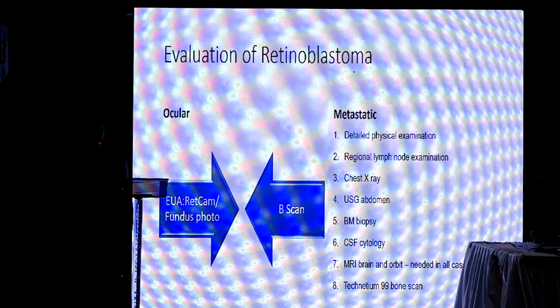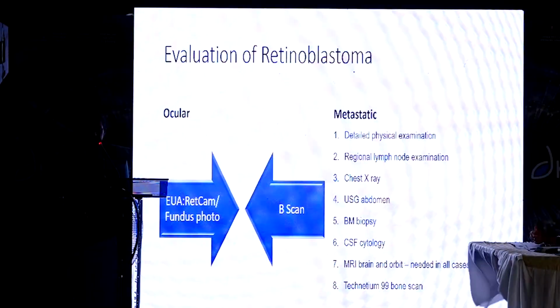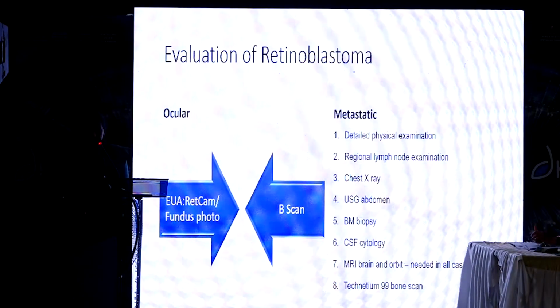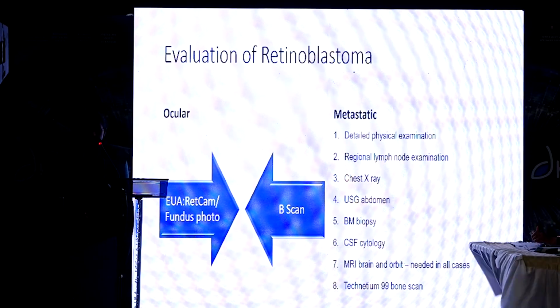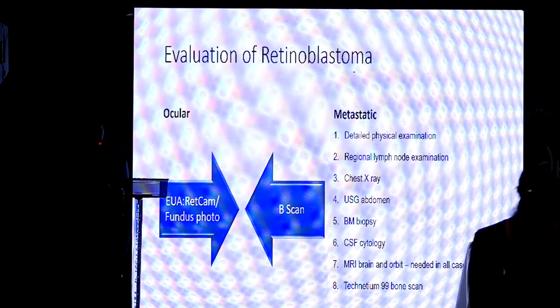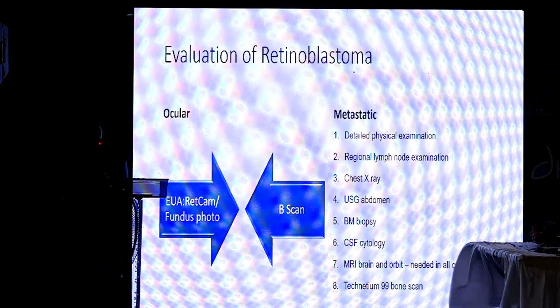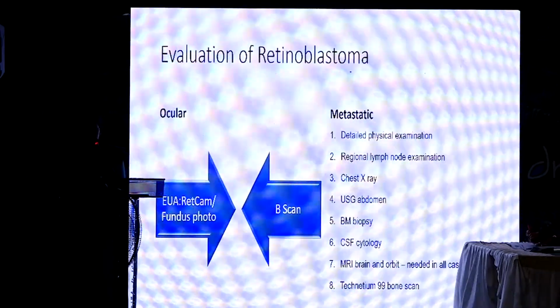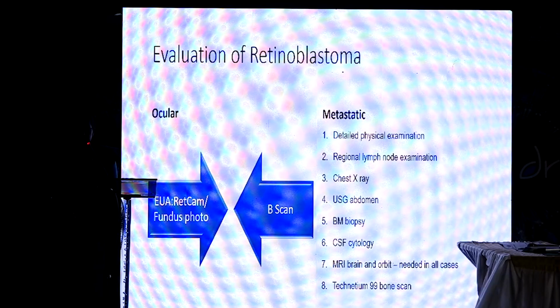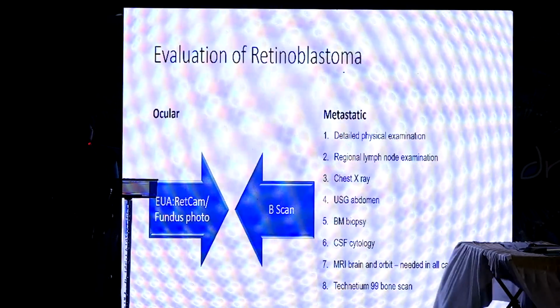Coming to the evaluation of retinoblastoma, the most important thing is detailed examination under anesthesia and the B-scan from the ophthalmic side. And the metastatic workup include detailed physical examination, regional lymph node examination, chest X-ray, ultrasound abdomen, bone marrow biopsy, CSF cytology, and MRI brain and orbit, which has to be done in all cases, and to rule out a trilateral RB also, and technetium 99 bone scan.